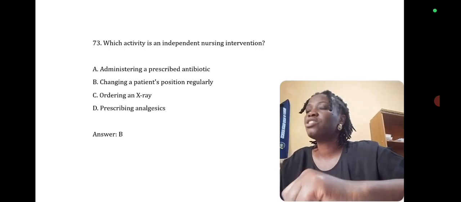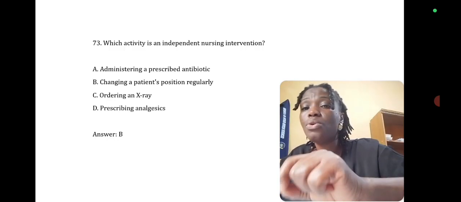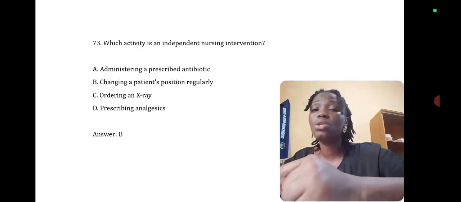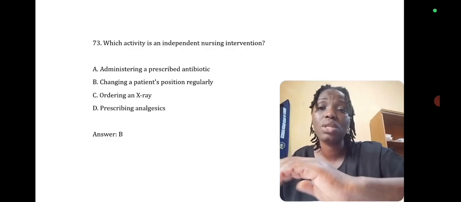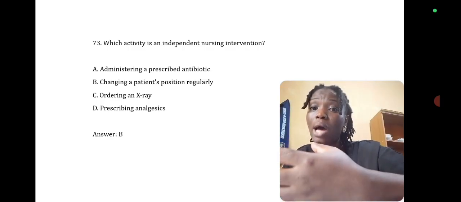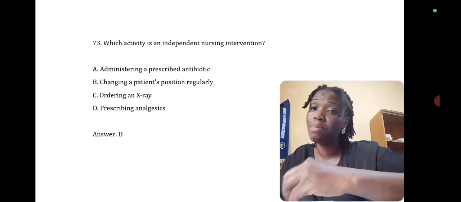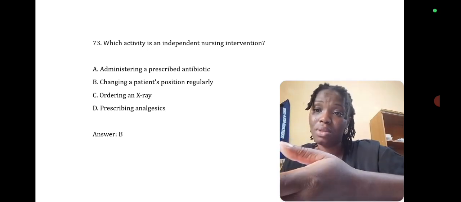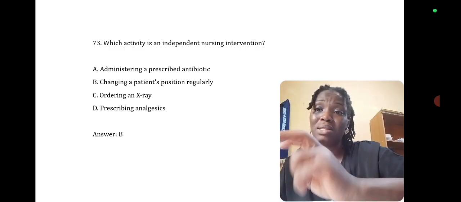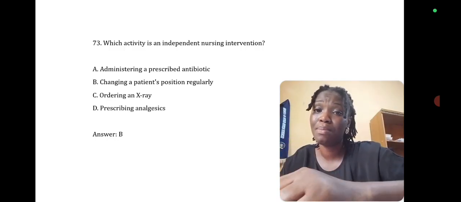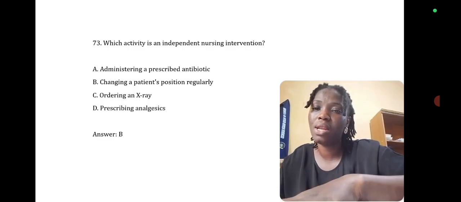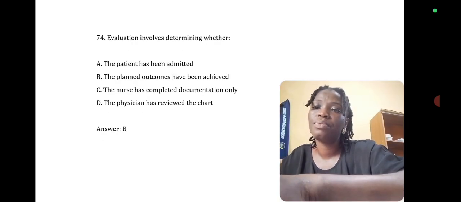When a patient is catching cold, you don't need anybody to tell you to give the patient a blanket. If the patient is very hot, you don't need somebody to tell you to open the windows, etc. So those are independent things that the nurses carry out on her own without prescription by the doctor or any other person. So the options here, if you want to do X-ray, they will prescribe, analgesic, they will prescribe, antibiotics, they will prescribe. They'll write it on patient's case note. But changing a patient's position is an independent nursing intervention.